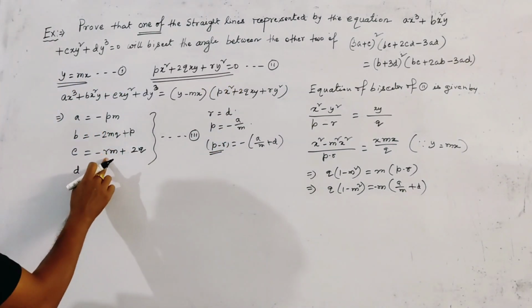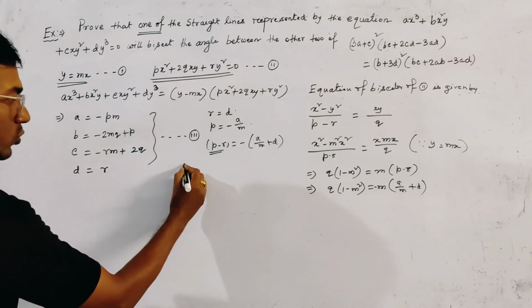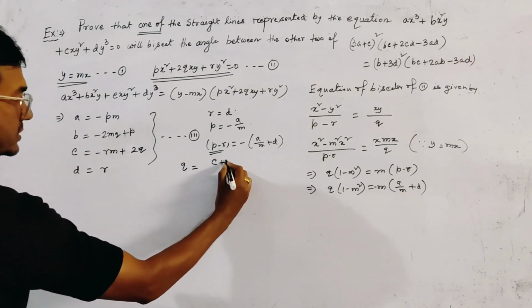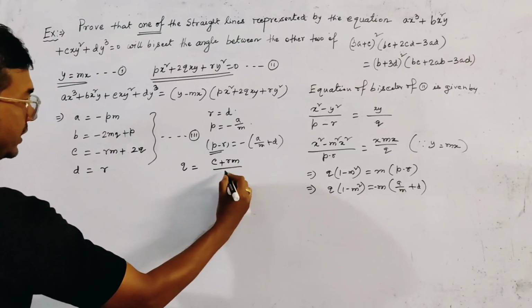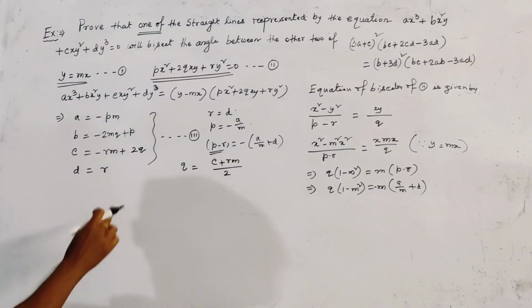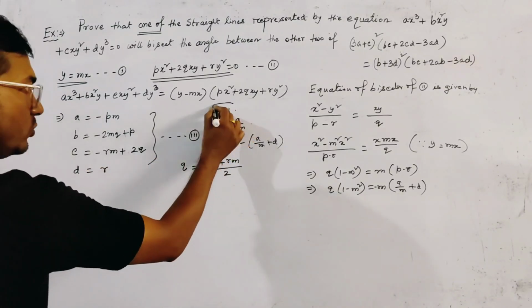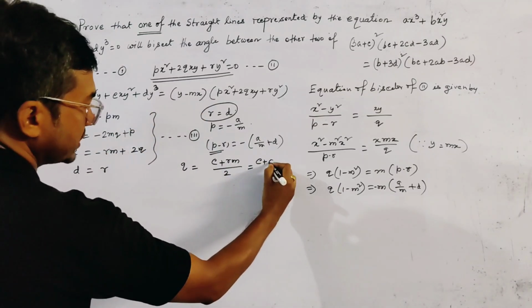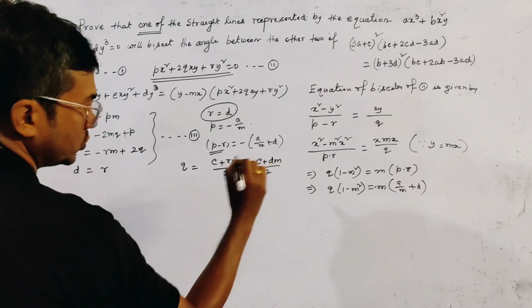Also, from this relation, we find the value of Q. What is the value of Q? Q is given by C plus Rm by 2. Okay, and we get the value of R, this is equal to D. So we get C plus Dm by 2.